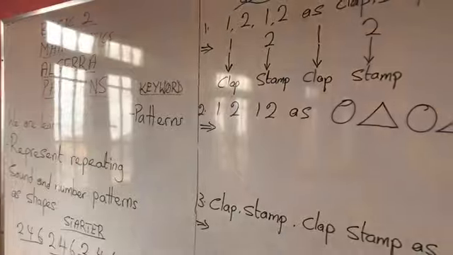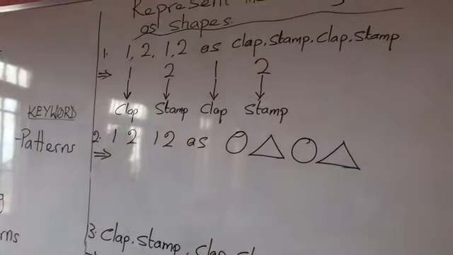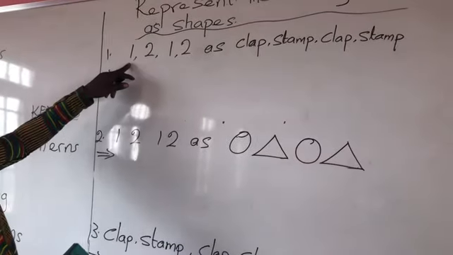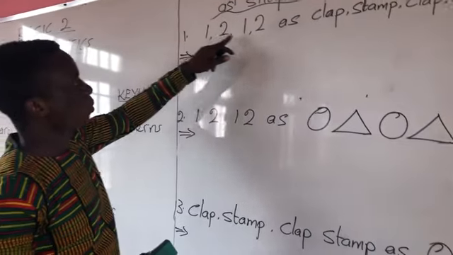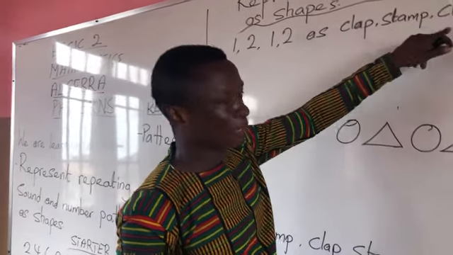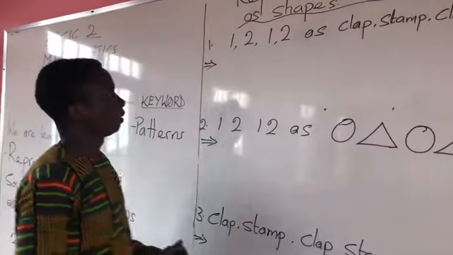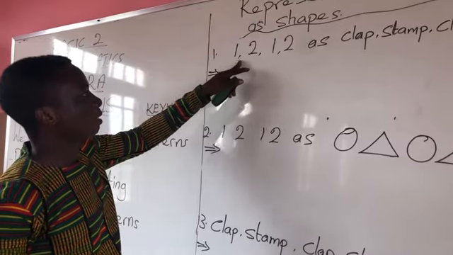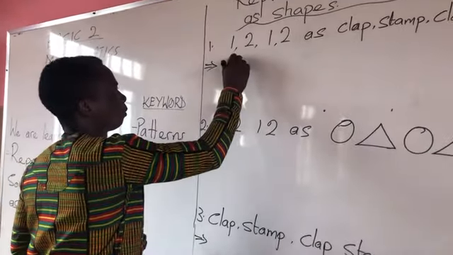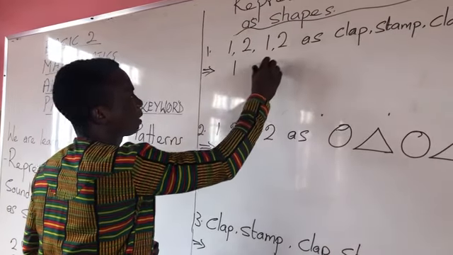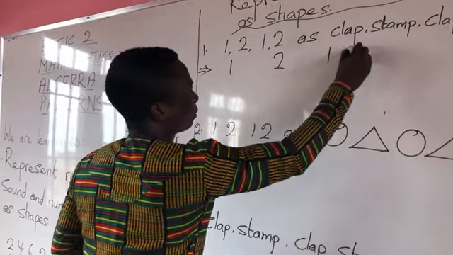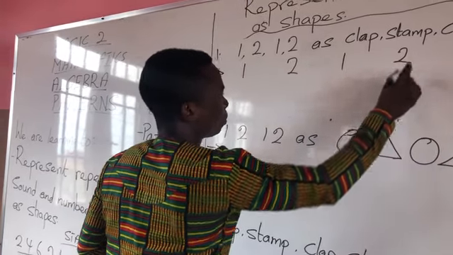Let me take it again. Let's quickly go over. This is what we are given: 1, 2, 1, 2 to represent as clap, stand, clap, stand. When you are given this, quickly write all this down, 1, 2, 1, 2, with a reasonable space.